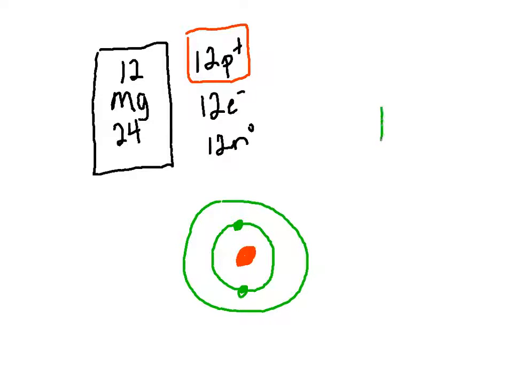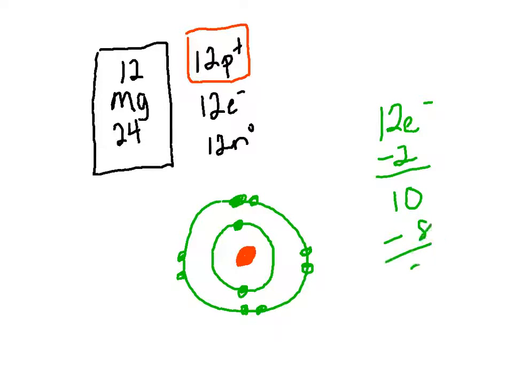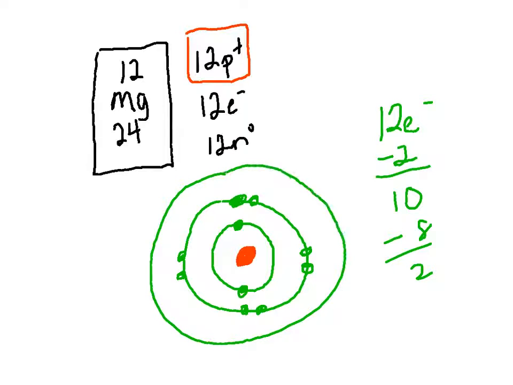So I started with 12 electrons. I took away 2 and put them in the first ring, which still leaves me with 10. So that means I can put 8 out here and fill the second level. So 1, 2, 3, 4, 5, 6, 7, and 8. Now, the second ring's full, so I take away 8. It still leaves me with 2, which means we need to go out to the third energy level for magnesium and put our last 2 electrons there.